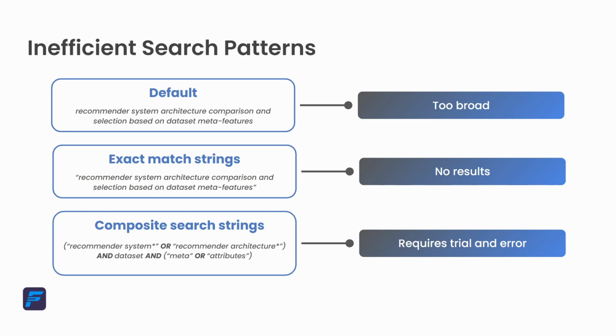This is where you put quotes around your search, and basically that's going to force the search engine to do exact match search. So it's going to give you exact matches of this string in the titles or abstracts of the papers that it's going to search. And this often results in the opposite problem, where it's too narrow and you end up with no results or very few results, because very few papers have that exact combination of words that you're looking for.